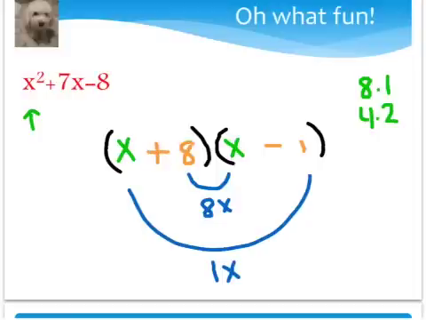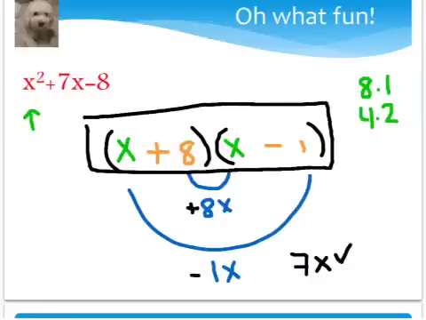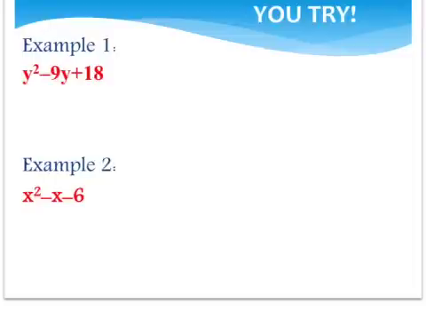Now I can check my work. A positive 8 times x is positive 8x. This is going to be a negative 1x. When I add those together, I get 7x. So I know that I did it correctly, and this is the correct factored form of my trinomial. Alright guys, now give these a try.